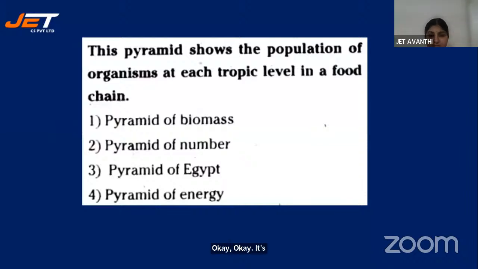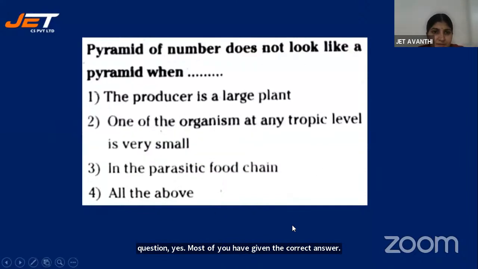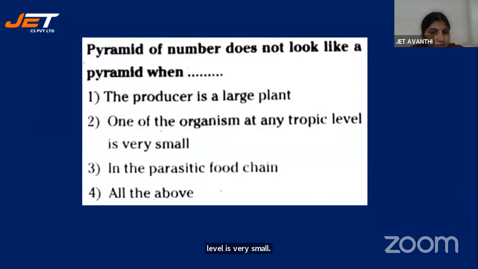Yes, children. Most of you have given the correct answer. We'll move to the next question. Pyramid of number does not look like a pyramid when what? Options: the producer is a large plant, the organism at each trophic level is very small, in the parasitic food chain, and all the above.